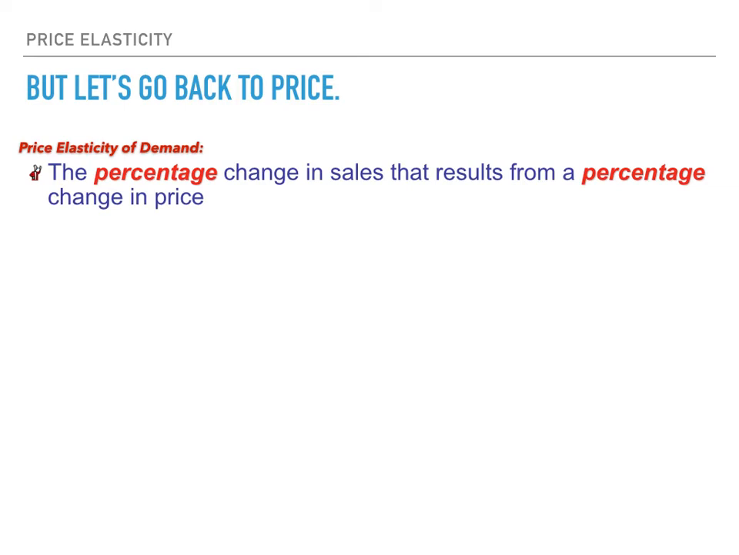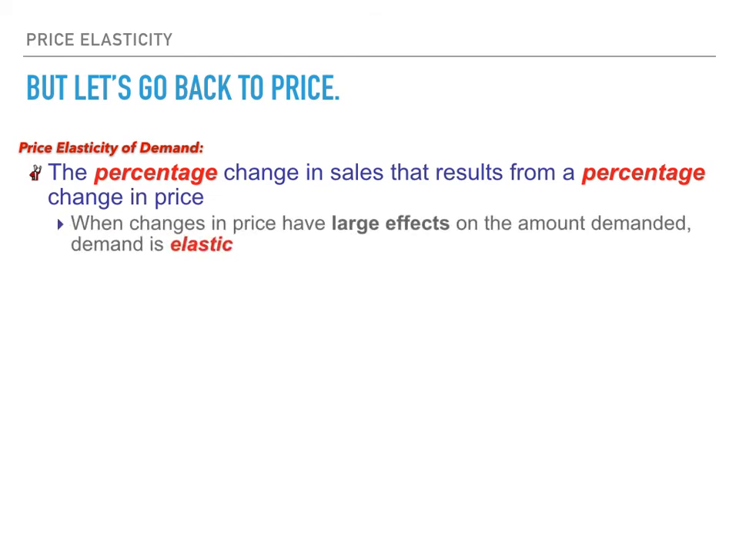Price elasticity then, when we calculate it, will be the percentage change in sales, so quantity, that results from a percentage change in price. Okay, so when we deal with elasticity, we are looking at it in terms of percentage of change, not in units, not in strict dollars. And when the changes in the price have a very large effect on the amount demanded, then we say that the demand is elastic. So think of it as a rubber band, right? It stretches a lot. When price changes even a little, it has a big stretchy effect on demand.